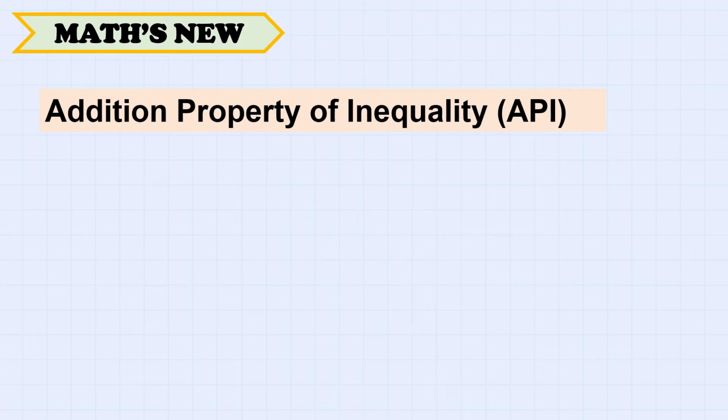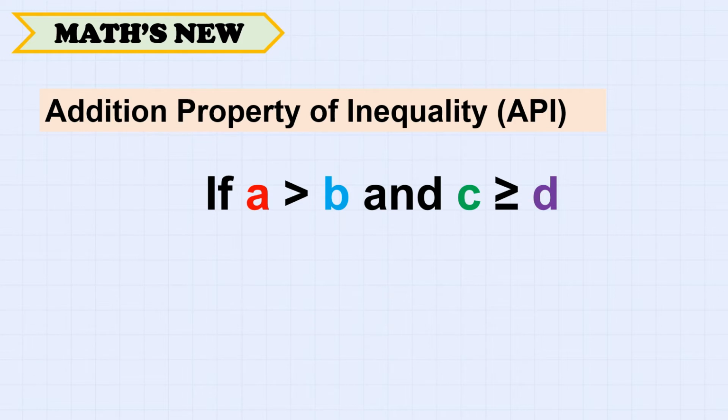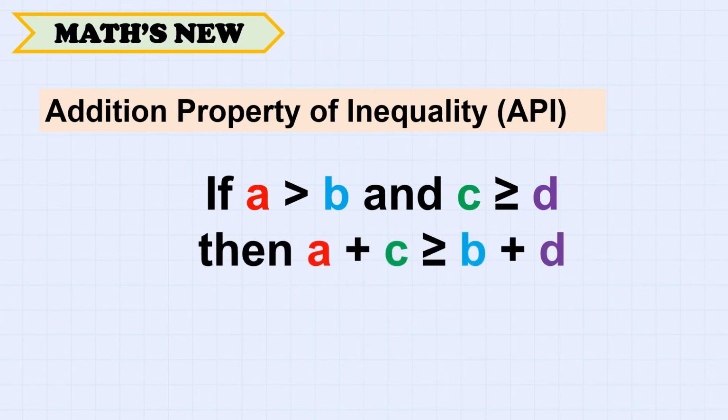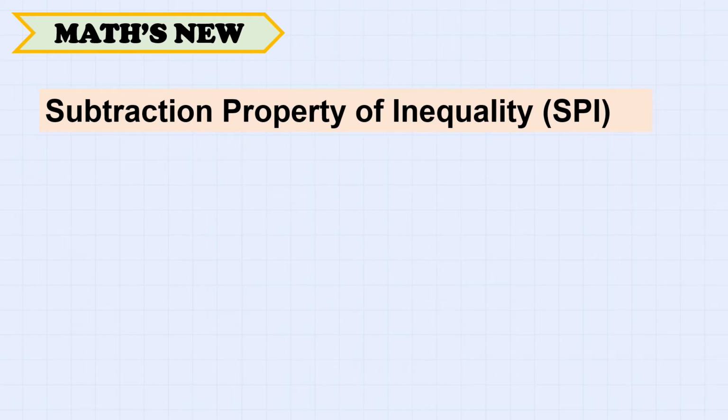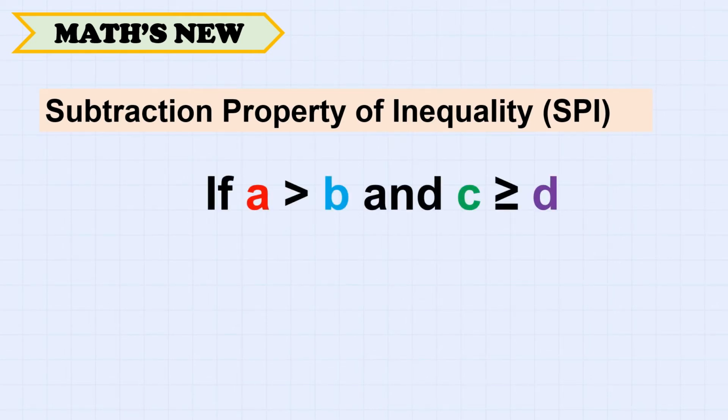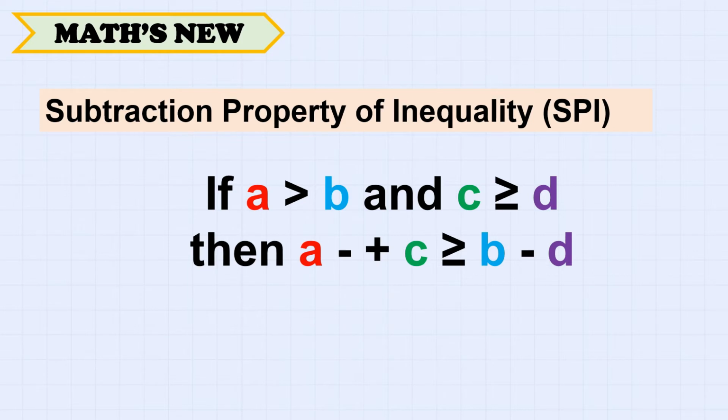The first is addition property of inequality, or API. It states that if A is greater than B and C is greater than or equal to D, then it is safe to say that A plus C is greater than or equal to B plus D. Next is subtraction property of inequality. It states that if A is greater than B and C is greater than or equal to D, then A minus C is greater than or equal to B minus D.